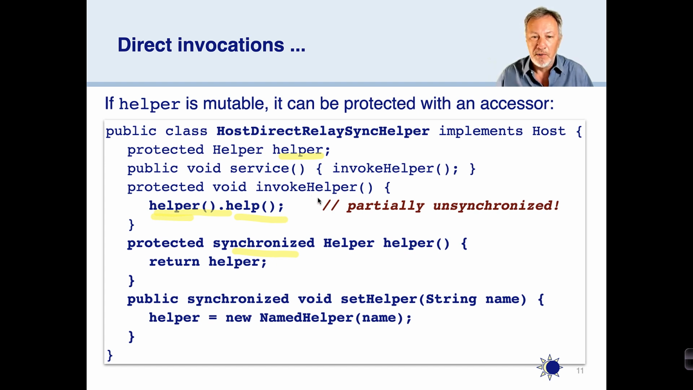So as a consequence, calling the service is only partially synchronized, and the moment we have retrieved the helper variable, then the host is available again for concurrent calls.